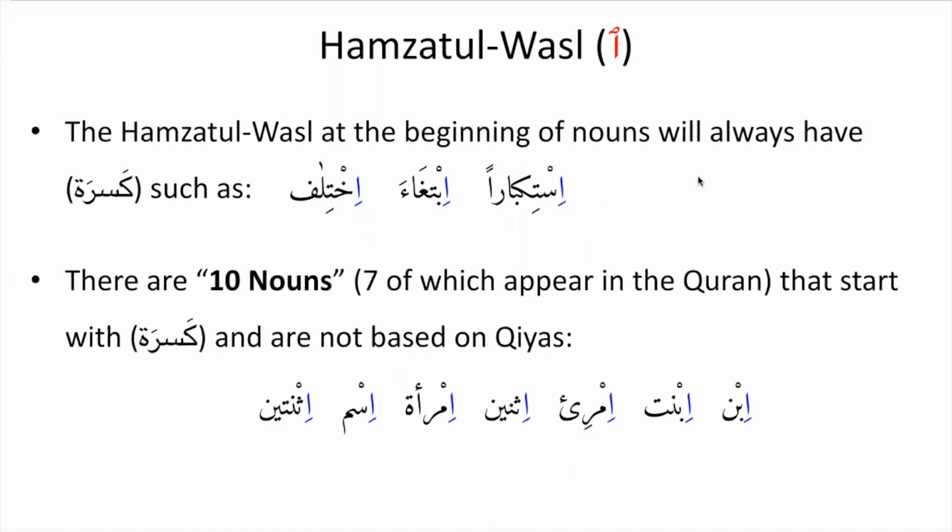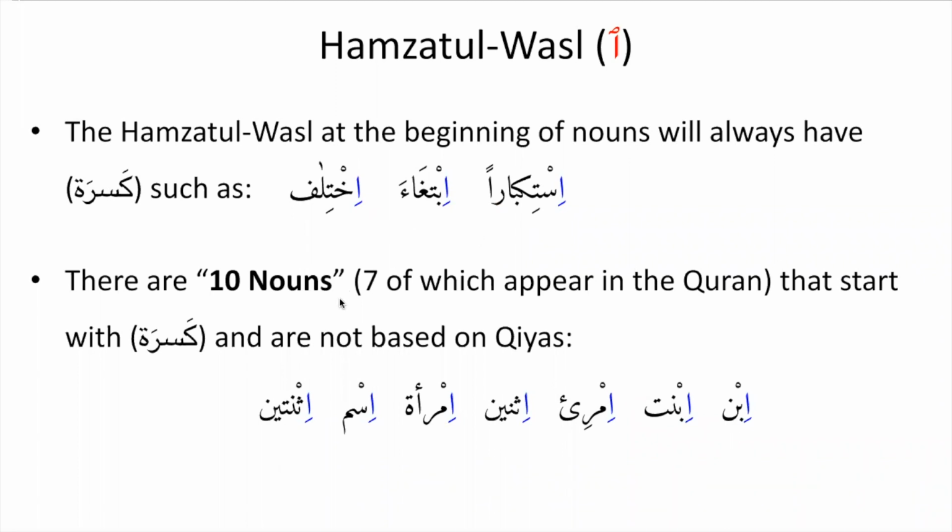Then we go on to nouns. So the hamzatul wasl at the beginning of nouns will always have kasra, such as istikbaran, ibtigha'a, ikhtilafi. All these nouns start with kasra.